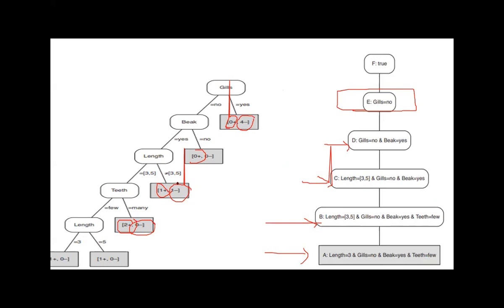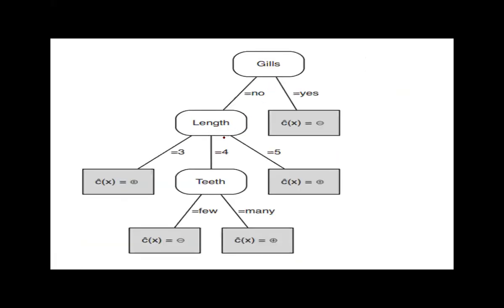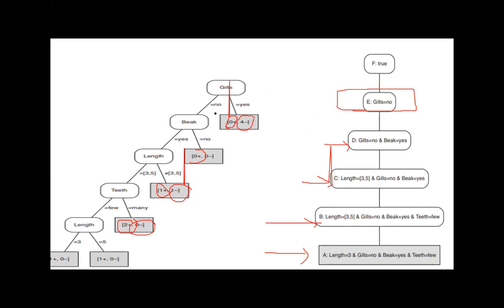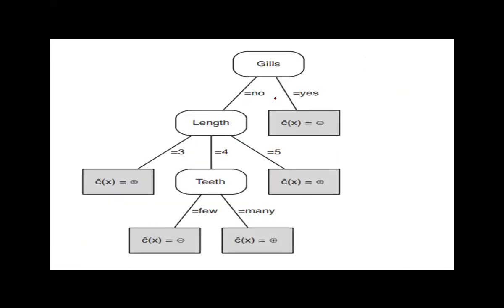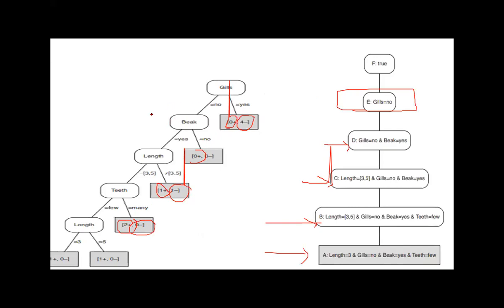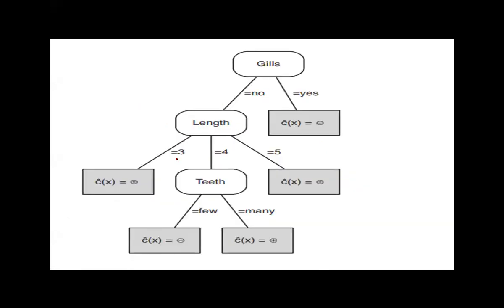Now what are all the positives? The labels here are only two, a positive label and a negative label. What are the positive labels here? See, if gills is no, bake is yes. We excluded bake, because all bakes are yes only. We can exclude it because there is no example in our model with bake equal to no. That's why we can remove this and say: gills no, length 3 or 4.